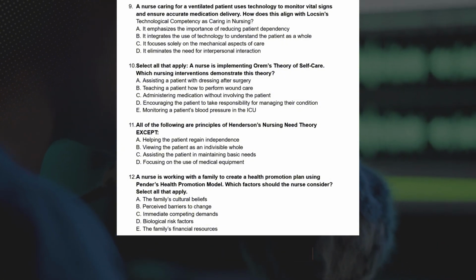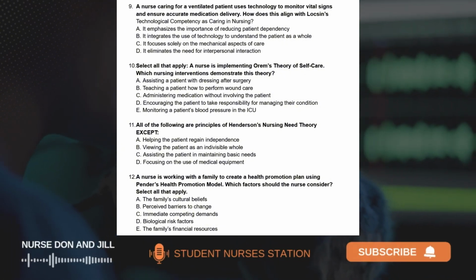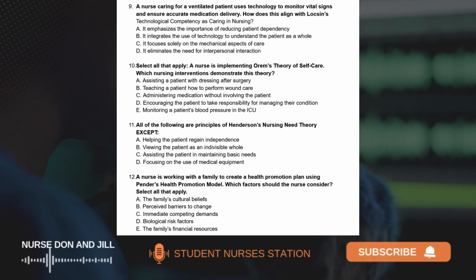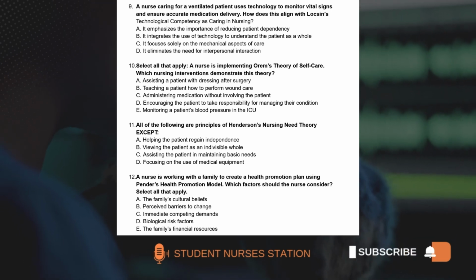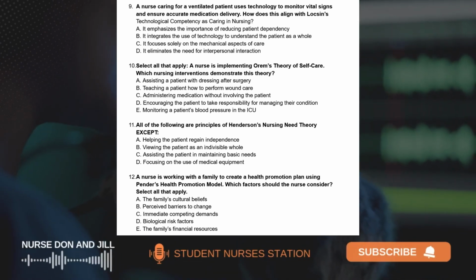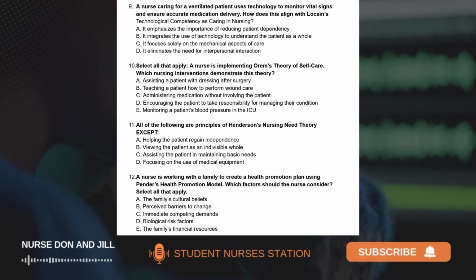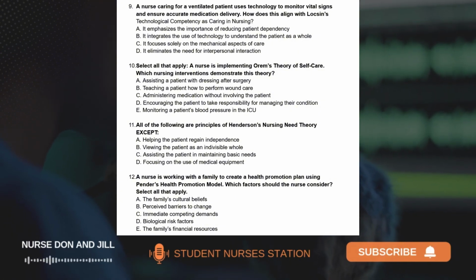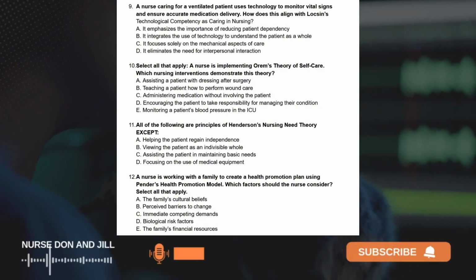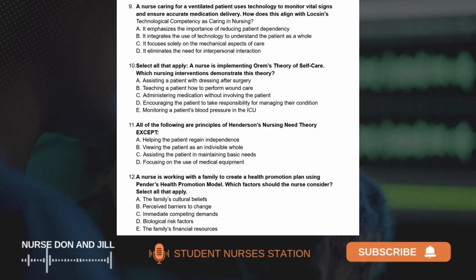While medical equipment is important, Henderson's theory is really about those fundamental things like breathing, eating, sleeping, communicating. You know, those essential things we all need. Absolutely. It's about recognizing that while technology can be helpful, it can never replace that human element of care. Okay, so what's question number 12? All right. It says, a nurse is working with a family to create a health promotion plan using Pender's health promotion model. Which factors should the nurse consider?